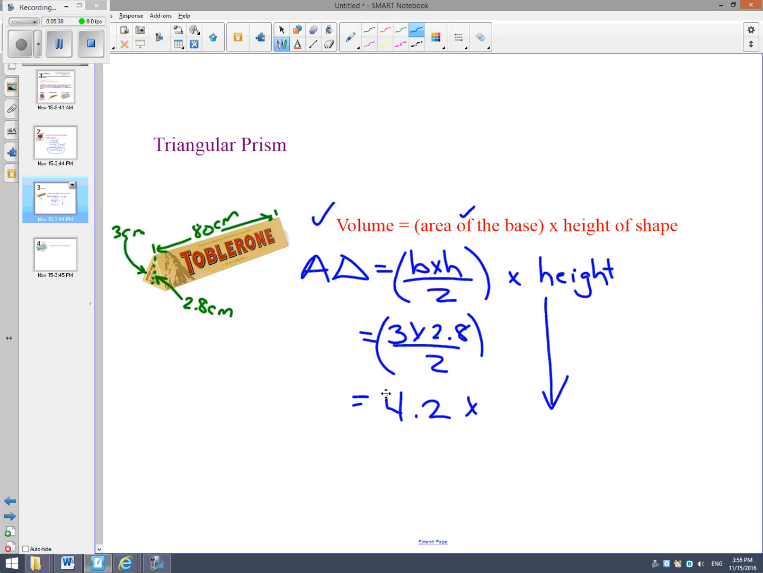I'm not done yet. The height of this Toblerone bar is 80. I multiply my 4.2 times 80, using my calculator here, because I can't do that one in my head at the moment, and I get 336 centimeters cubed. I found the area of the base, I multiplied it by the height.